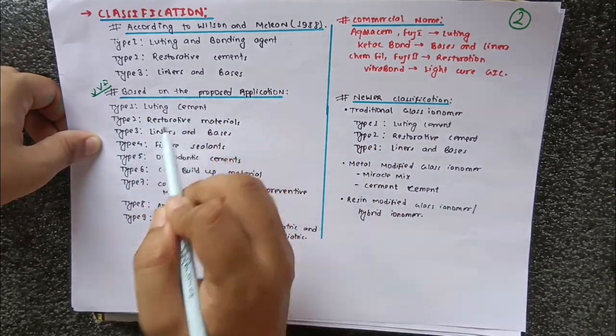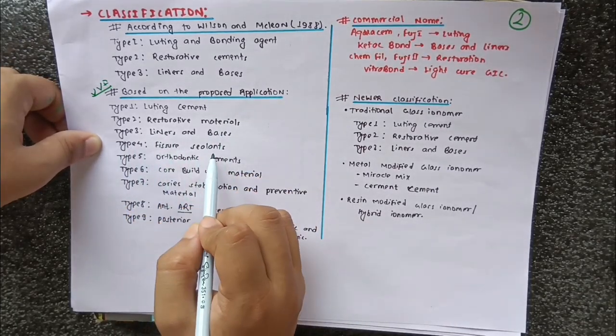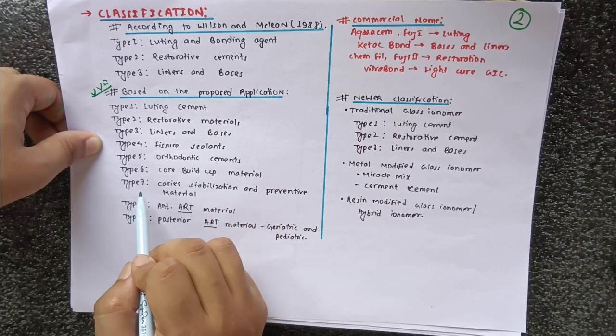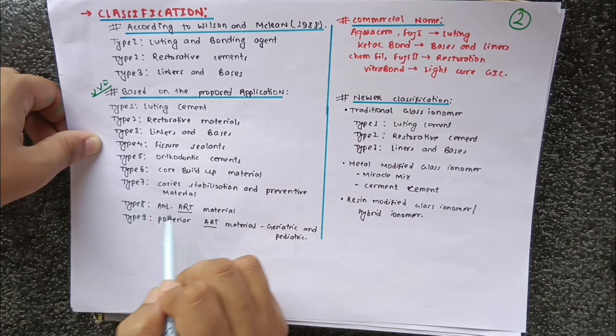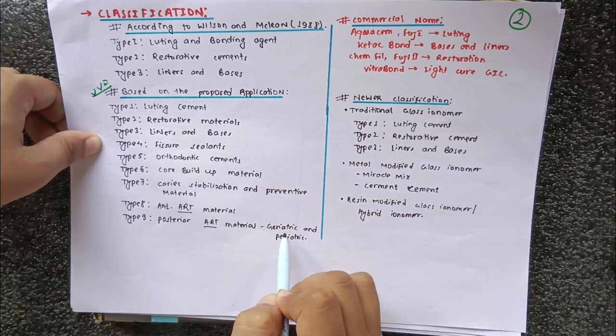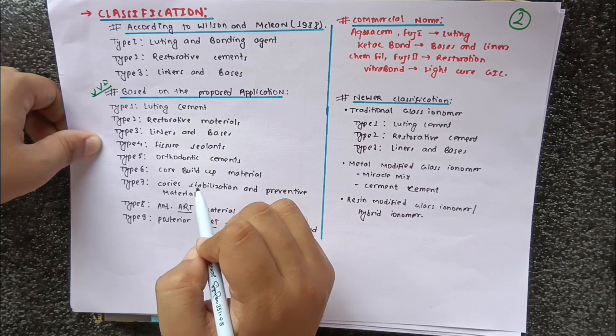Type 1 is a luting cement, type 2 is a restorative material, type 3 is liners and bases, type 4 is a fissure sealant, type 5 is orthodontic cement, type 6 is a core build up material, type 7 is a caries stabilization and preventive material, type 8 is anterior ART material, and type 9 is a posterior ART material for geriatric and pediatric patients. Just remember all of those.